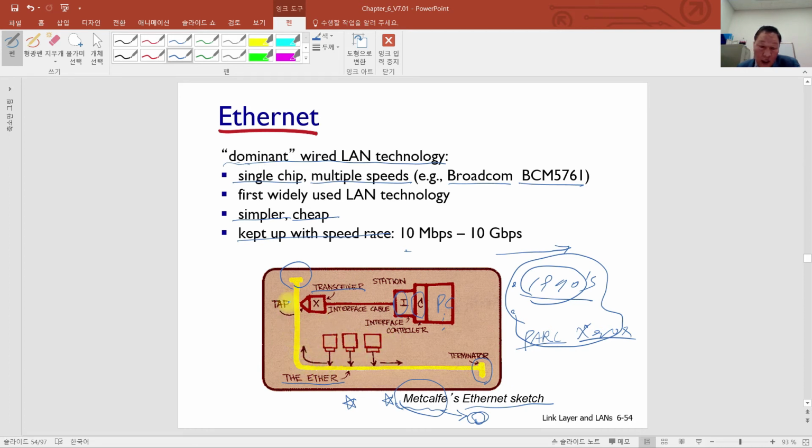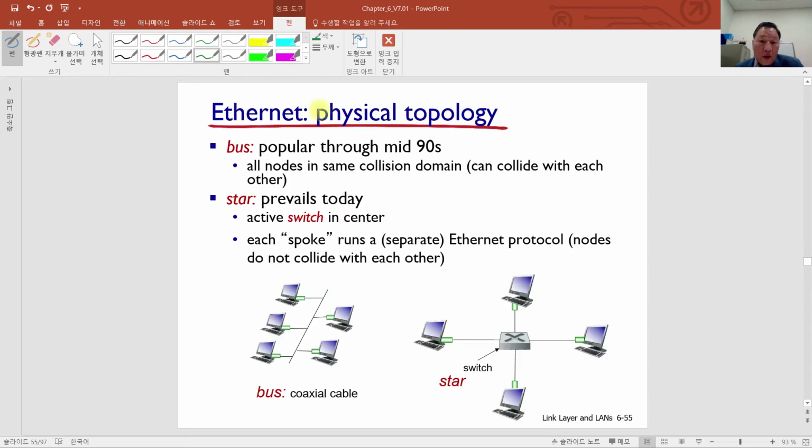And they are sharing this single resource, this multiplexer scheme, that this original Ethernet is using. Okay, this one is the Ethernet's physical topology. The first type, popular through the mid-1990s: all nodes in the same collision domain. Same collision domain means they can collide with each other.